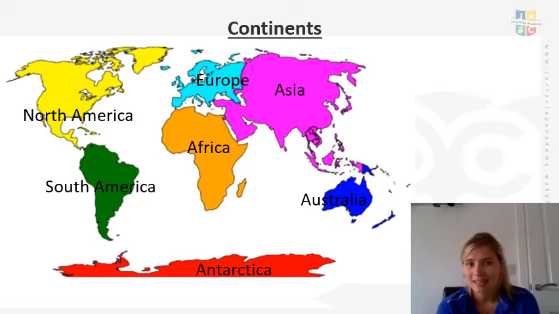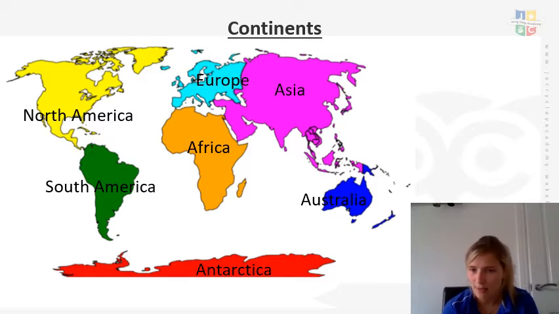Then Europe is the light blue. Now this is obviously, Europe is where we live. We are going to be looking more into Europe to see if you can identify whereabouts in Europe we are. Some of you might already know, which is fantastic. If you do, see if you can spot it just off that map there. Africa is below Europe, so that's the orange one. Then we have Asia, which is the pink one.